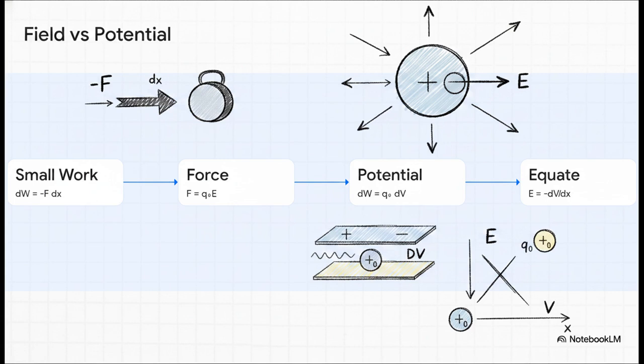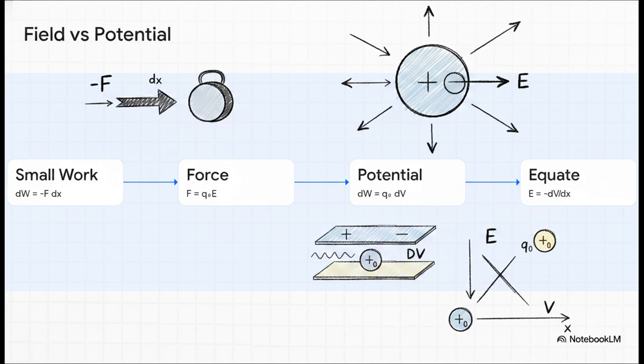Let's bridge the gap between these concepts mathematically. A tiny amount of work, dW, is equal to negative force times dx. But force is simply our test charge, Q0, multiplied by the electric field E. Separately, based on our new definition of potential, we know that dW also equals Q0 times a tiny change in voltage, dV. So what happens when we set these two expressions equal to each other? It's pretty great.